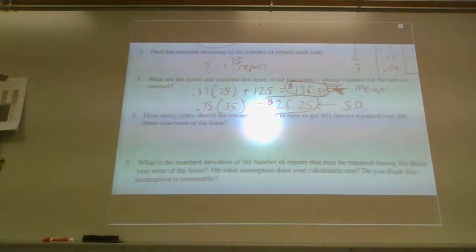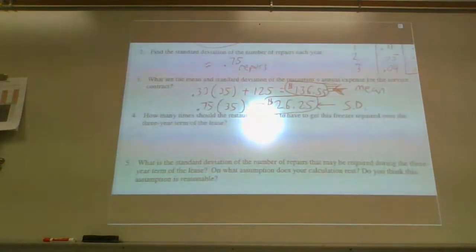Over the course of the 3-year term of the lease, how many repairs would we expect to happen? Yeah? 2? Why? Yeah, or 0.99. I'm going to write 0.99. But you're right, logically. And that is correct. That's exactly what you do.